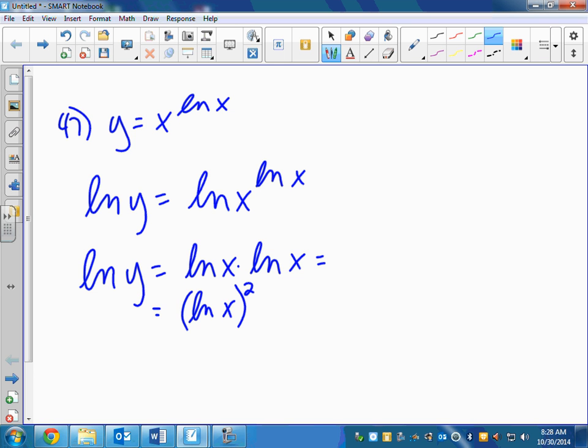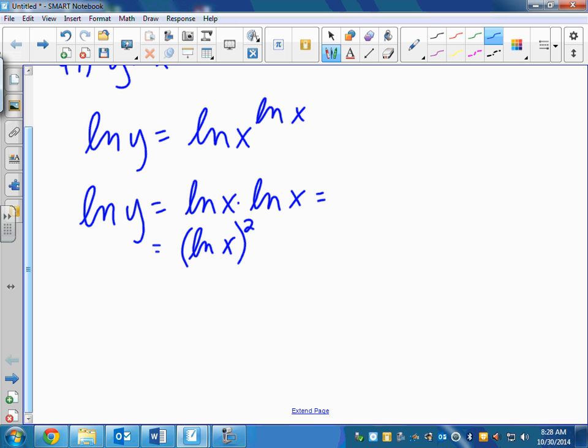So if I took the derivative of this, I don't know which one I'm going to do, but I'm going to say that's 1 over y times dy dx. And I'll do both ways just to show you. If I did the product rule, the derivative of ln of x would be 1 over x times ln of x plus 1 over x times ln of x. That would be the product rule.